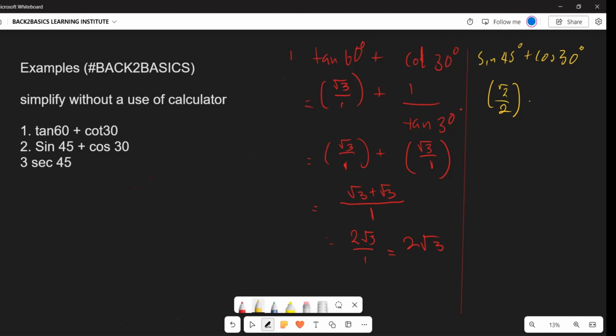And then plus, what is your cos of 30 degrees? Your cos of 30 degrees is the same as root 3 over what?